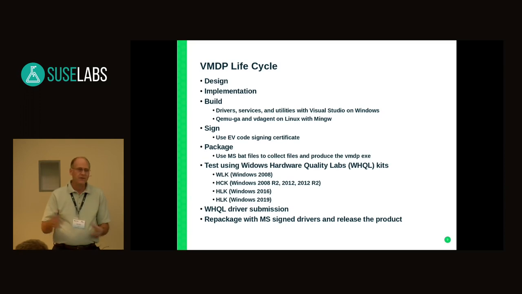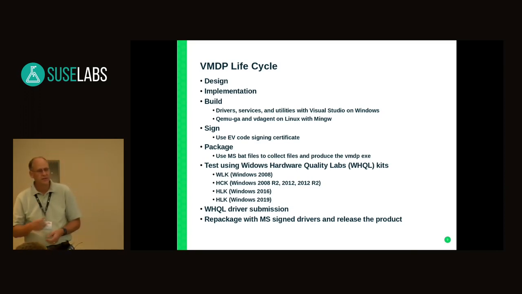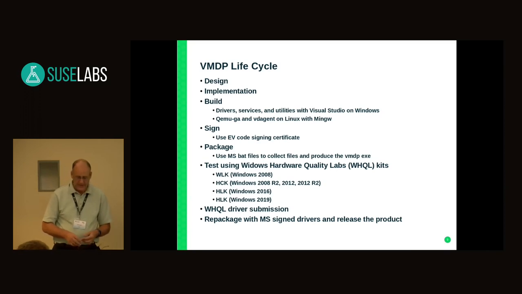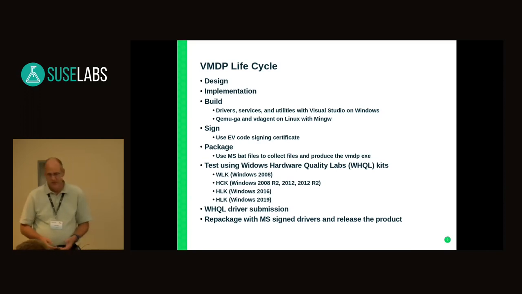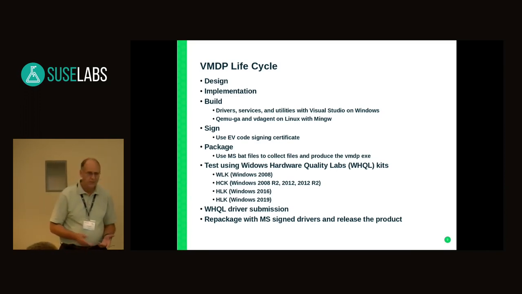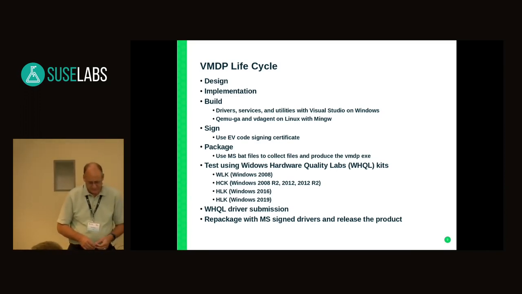So then once I've got everything signed, I bundle up the package so that it's ready that you can install. That creates the VMDP EXE, which is a self-extracting zip file that provides all the files that you need to install into your VM. Now that I have it all packaged and installed, now I need to run the WHQL tests on it. WHQL is the Windows Hardware Quality Lab Kits.